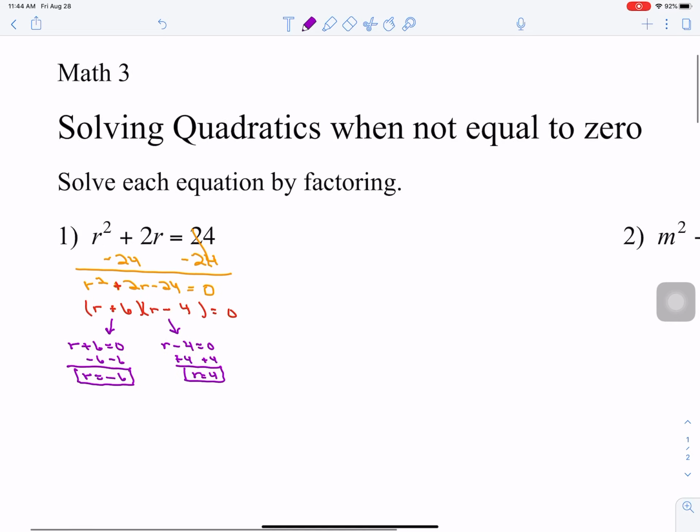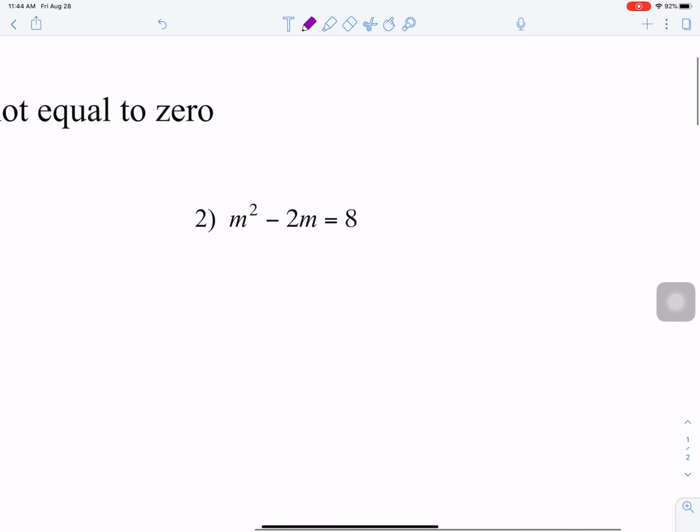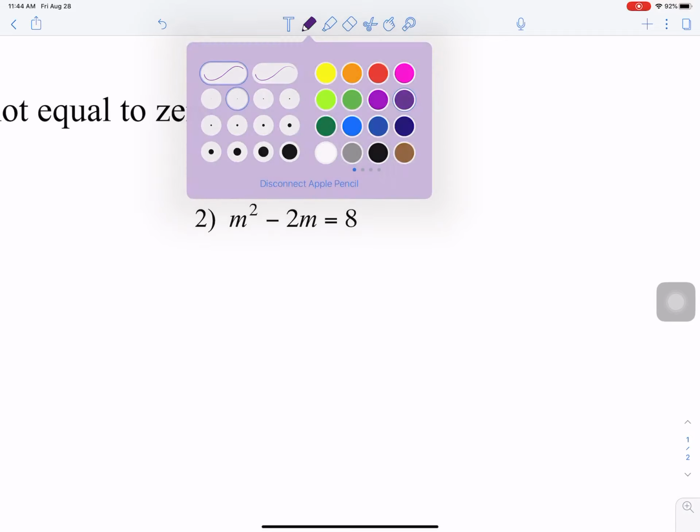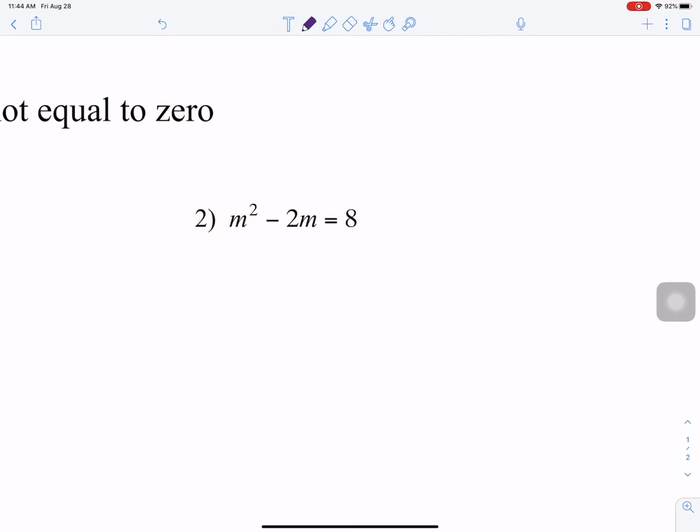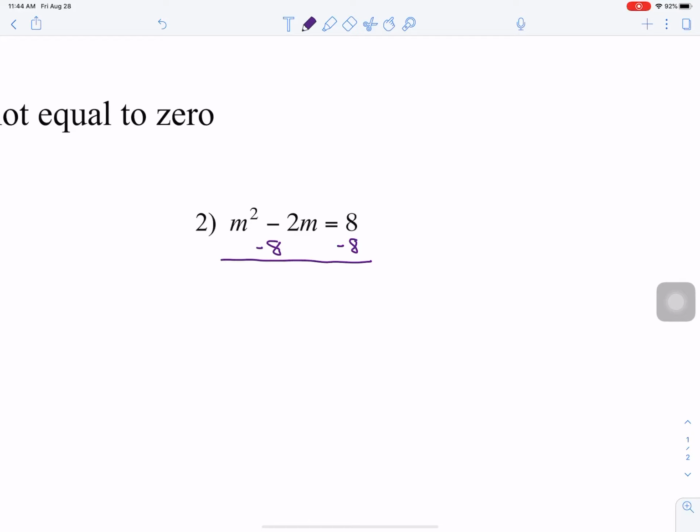Okay. Let's try a second example. M squared minus 2m equals 8. Once again, we need to make sure that we are setting it equal to 0. So we're going to start by subtracting 8 from both sides. We're going to rewrite this in standard form. M squared minus 2m minus 8 is equal to 0. Since our a value is 1, we're ready to just start factoring.